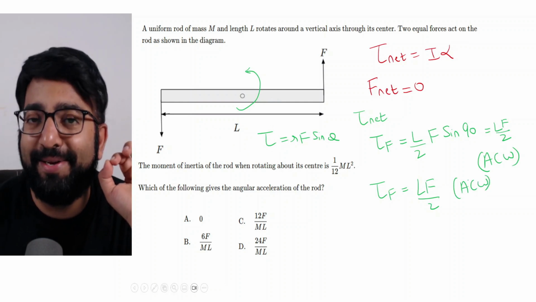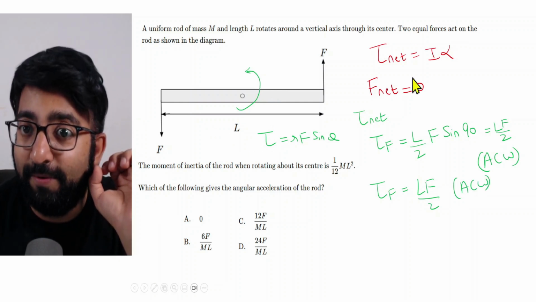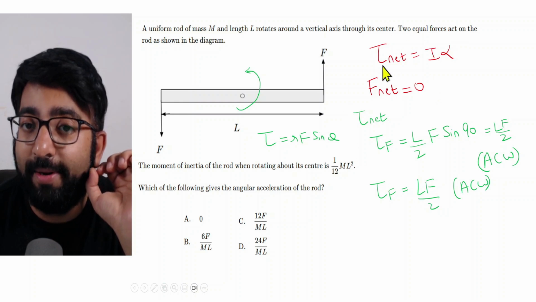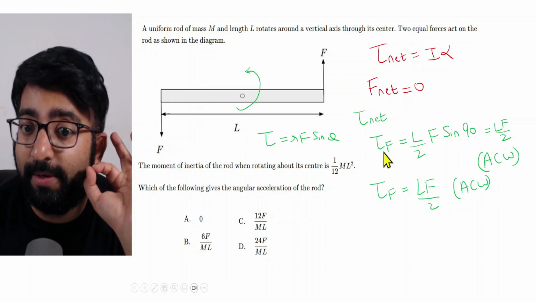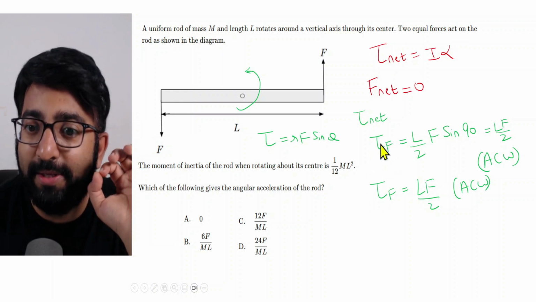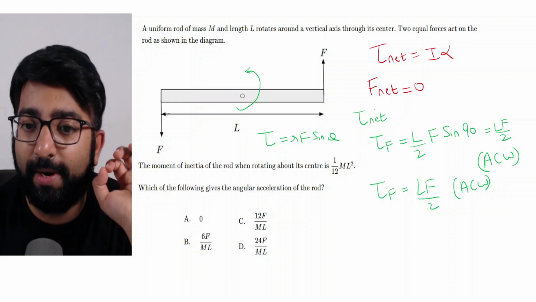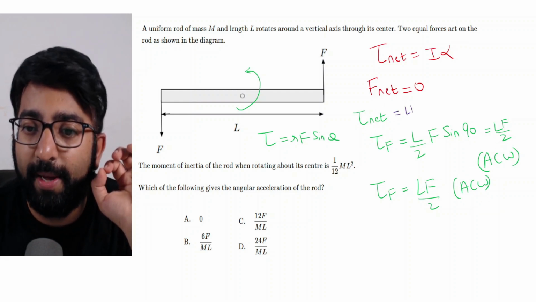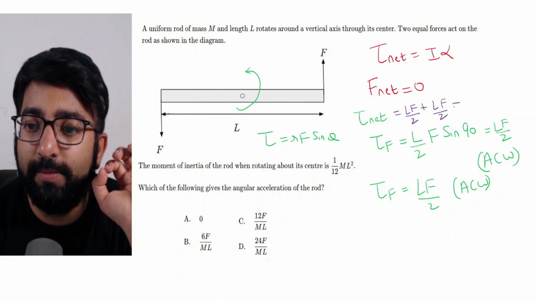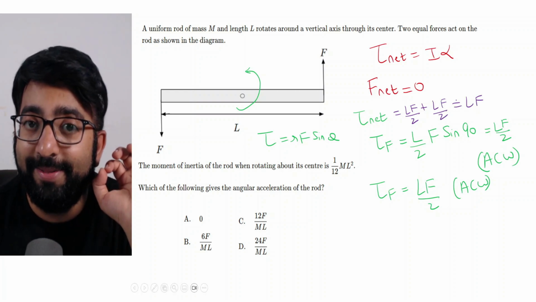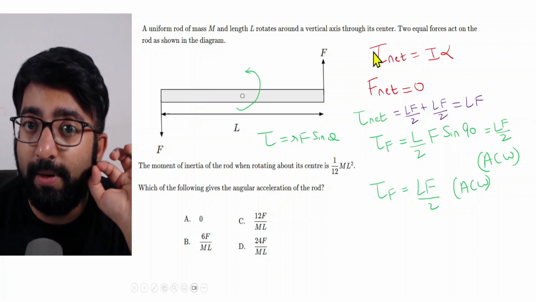ACW is anti-clockwise. Now, going back to the formula, we need the net torque acting on the rod. We have identified the two individual torques, but since both of these torques are in the same direction, to find the net torque we have to add the two values. So the net torque will be LF by 2 plus LF by 2, which comes out as L into F. Hence, the net torque acting on the rod will be equal to LF.